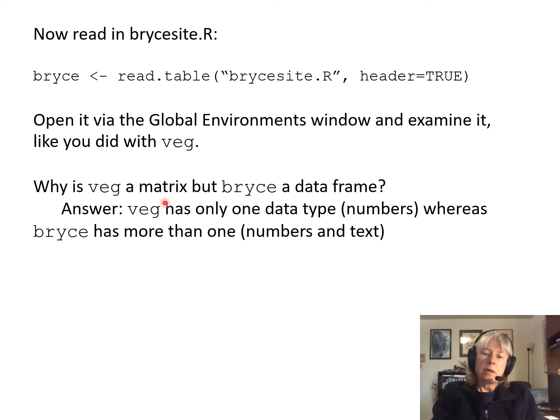The answer is veg has only one data type in it. It has numbers, whereas Bryce has more than one. It has both numbers and text, and that is the definition of the distinction between a data matrix, veg, and a data frame, Bryce, here.